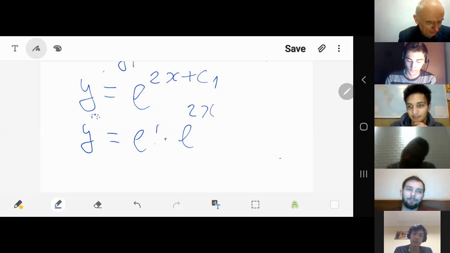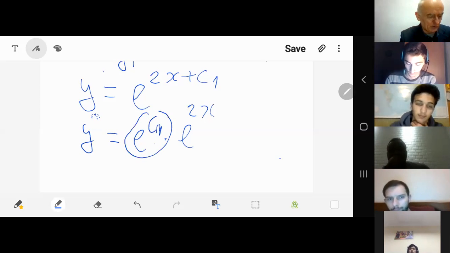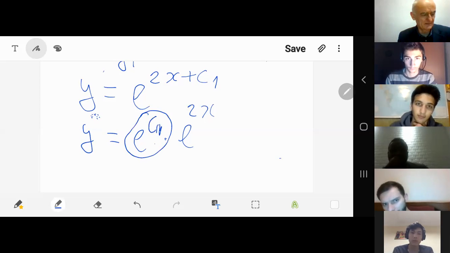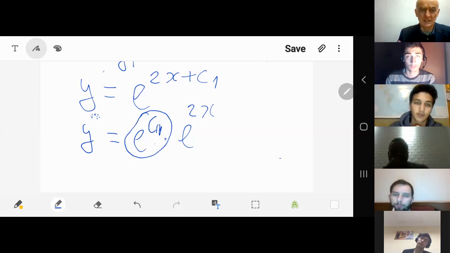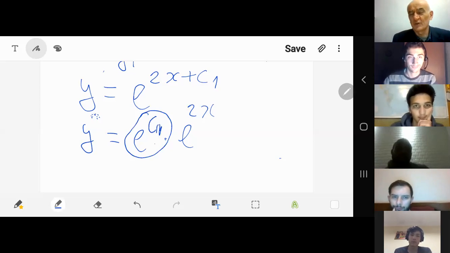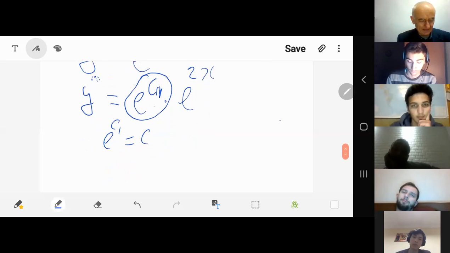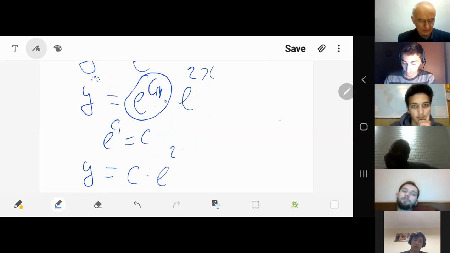Okay, so here we have e to power c1. And what can we say about e to power c1? I think it's a constant. What do you think? It's a constant because e is a constant number. C sub 1 is a constant number. So it's constant. That's why I can denote e to power C1 by C. Let's denote it by C. And finally, I have y equals C times e to power 2x.